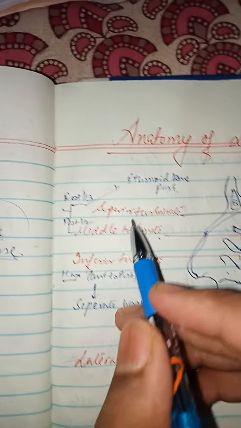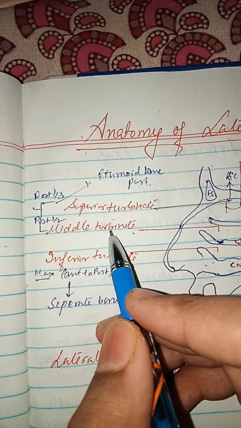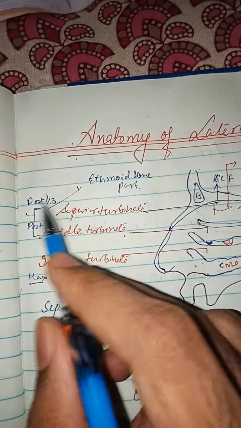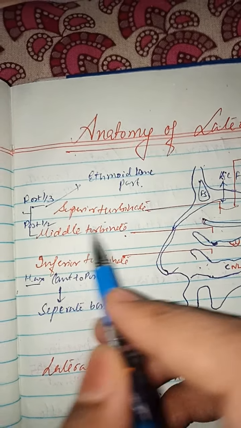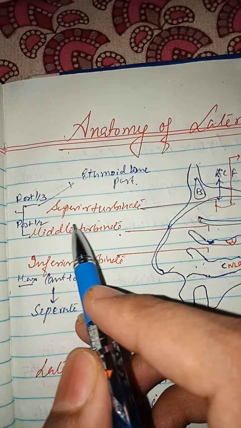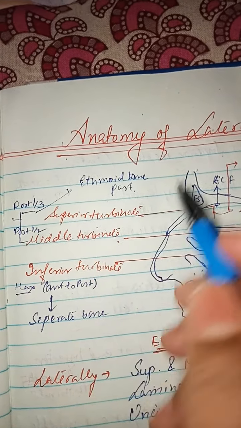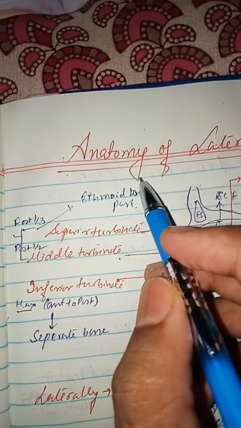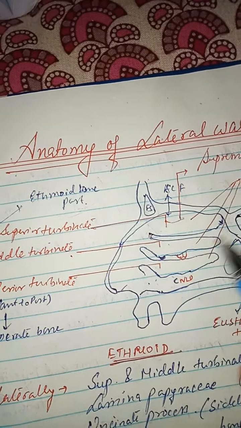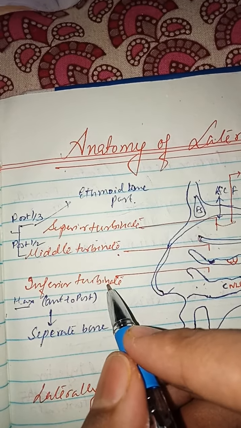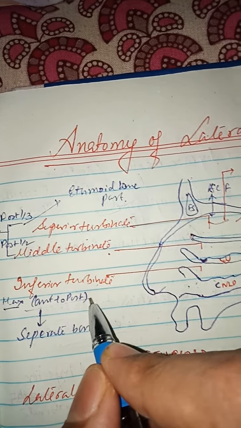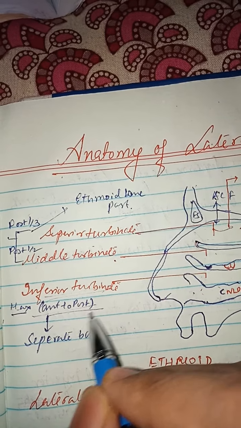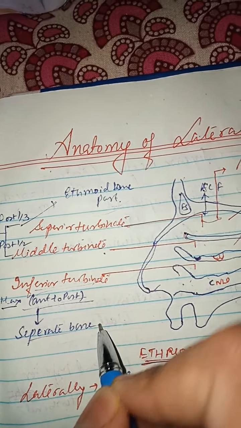Now the superior turbinate and the middle turbinate. The superior turbinate forms the posterior one-third of the nasal cavity's lateral wall, and the middle turbinate forms the posterior half of the lateral wall of the nose. Both superior and middle turbinate are part of the ethmoid bone. So the ethmoid bone contributes a major portion of the nasal cavity. Now coming to the inferior turbinate, it is the largest turbinate throughout the nose, which extends from anterior to posterior. It is formed by a separate bone.